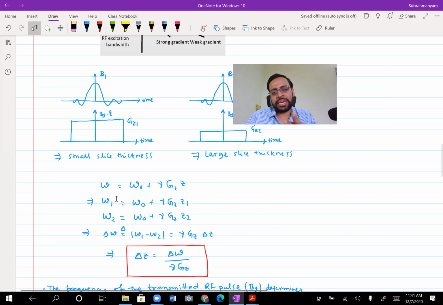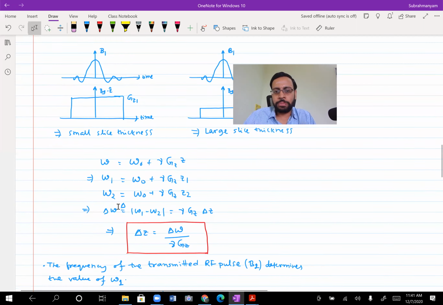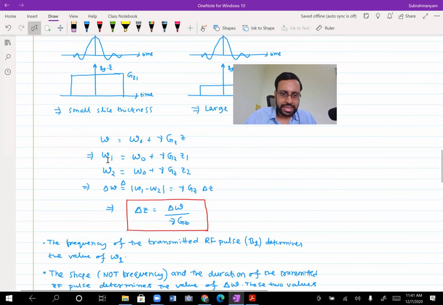Now I want the bandwidth for a given band. I could analyze these relationships in multiple ways, but what I'm looking at is more practical, how people would do it in a real MR scanner. So we are looking at delta omega, which is omega 1 minus omega 2. You just take the difference, and there also you take the absolute value. That essentially gives you gamma times Gz into the absolute value of Z1 minus Z2, which is equal to delta z. In other words, your delta z equals delta omega over gamma times Gz.